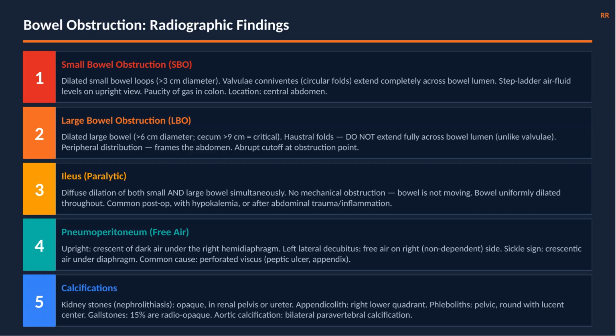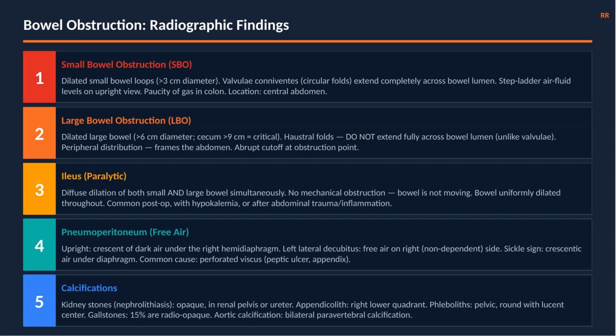Pneumoperitoneum. Free air under the right hemidiaphragm on the upright. On the left lateral decubitus, free air on the right non-dependent side. The most common cause is perforated peptic ulcer. And calcifications, kidney stones, radio-opaque, in the renal collecting system or ureter. Appendicolith, right lower quadrant. Phleboliths, round pelvic calcifications with a lucent center, not to be confused with ureteral stones.